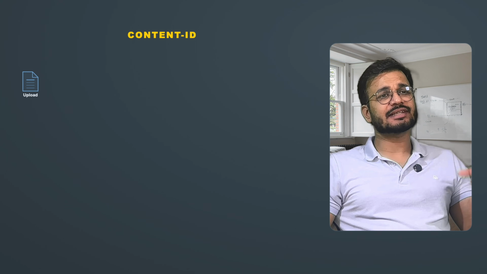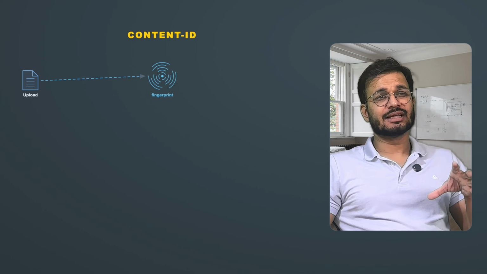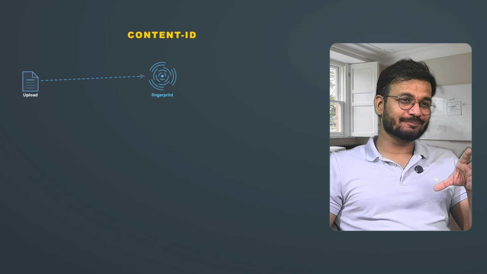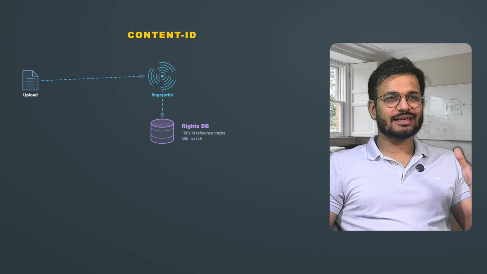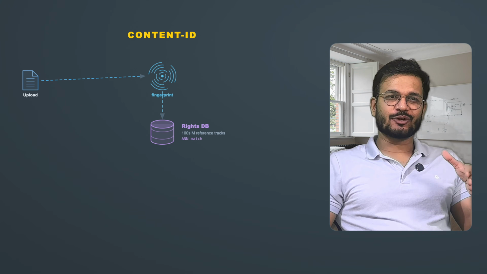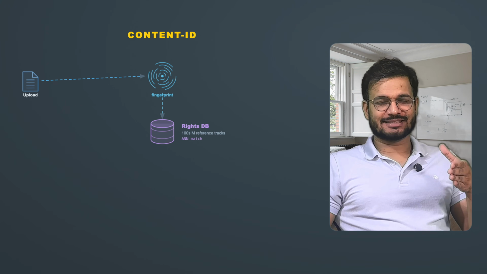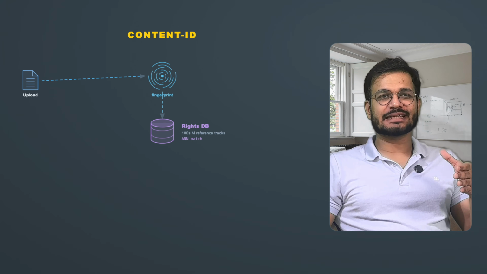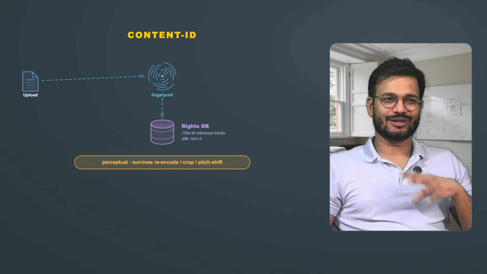Next system is the Content ID copyright system. This deserves a mention because it is architecturally very interesting. When a video is uploaded, YouTube generates a fingerprint of the video and the audio tracks. The fingerprint is compared against a database of copyrighted content registered by the rights holders.